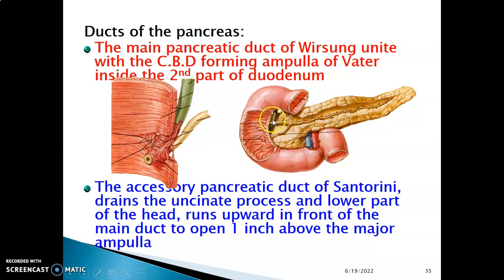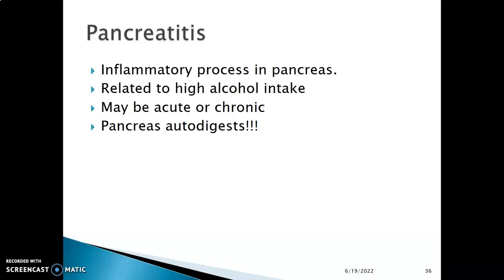This is the ampulla of Vater, where you can see the CBD and the main pancreatic duct. But 1 inch above it is the accessory pancreatic duct of Santorini, which drains the uncinate process and lower part of the head of the pancreas. So in applied anatomy, we have pancreatitis, which is inflammation of the pancreas, usually related mainly to high alcohol intake, and it may be acute over a short period of time or chronic.